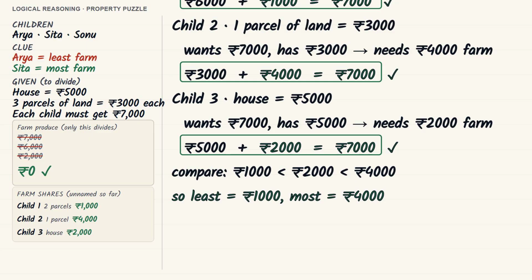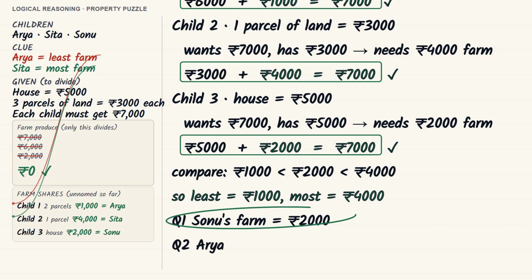Now and only now we use the clue. Arya gets the least. The least is 1,000. So Arya is the child with 2 parcels of land. Sita gets the most. The most is 4,000. So Sita is the child with 1 parcel of land. And the only child left, the one with the house, and 2,000 from the farm, must be Sonu. So both our answers: Sonu received 2,000 rupees in farm produce. And Arya received 2 parcels of land.